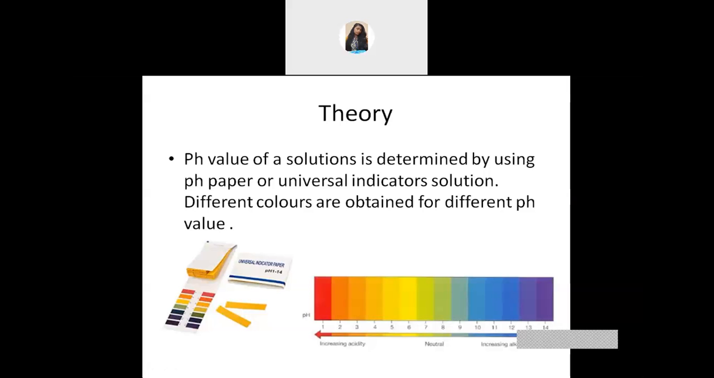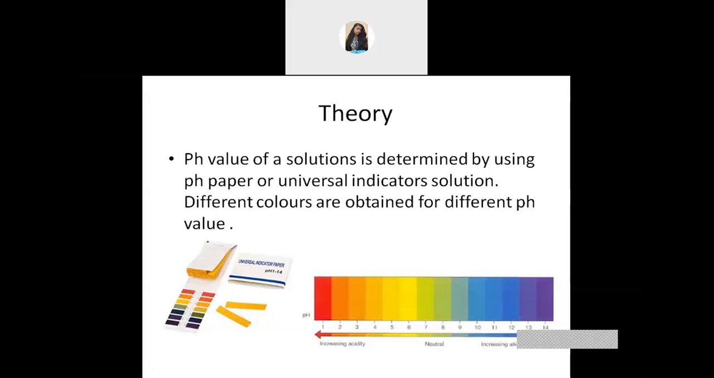For this experiment, you have to take a pH paper, this yellow color pH paper, and dip it in each of the solutions. In a 100 ml beaker or 250 ml beaker, the external will supply you some solutions. For each different solution, you have to take a different pH paper and check the pH value of that solution.